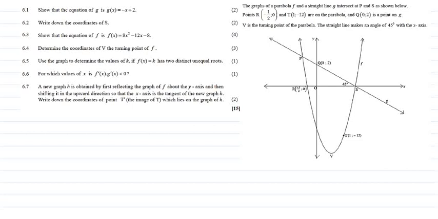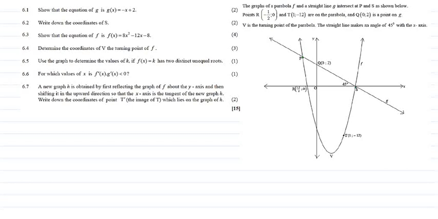So we have a parabola again and a straight line. They intersect at P and S as shown. So here is P and that is S. And the points R and T are given there on the parabola. And Q, (0, -2), is a point of g, which is clearly the y-intercept of g in this case. Okay, V is the turning point of the parabola.